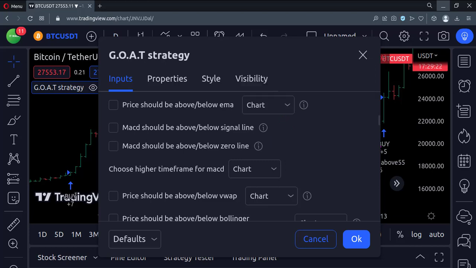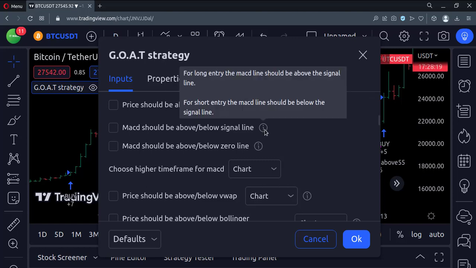Alright. Then we have MACD entry criteria inputs. This input says that, for long entry, the MACD line should be above the signal line. And for a short entry, the MACD line should be below the signal line. If you want to use this option as an entry criterion, then you will have to select this checkbox. OK.